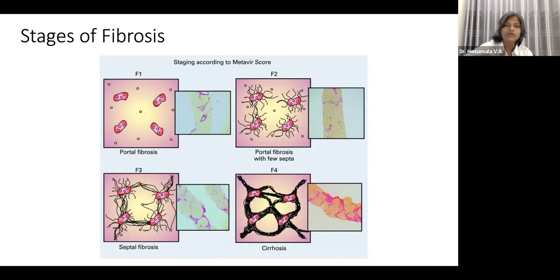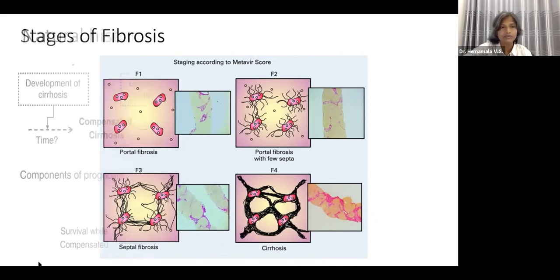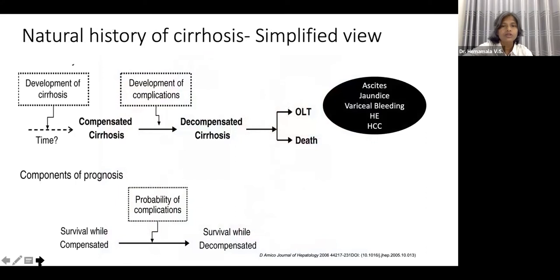Earlier we used to think that fibrosis is completely irreversible, but now we know that to some extent it may be reversible if we detect it early and treat the etiology. Cirrhosis is a very common problem, especially decompensated liver disease. But we had a very simplistic view of it.